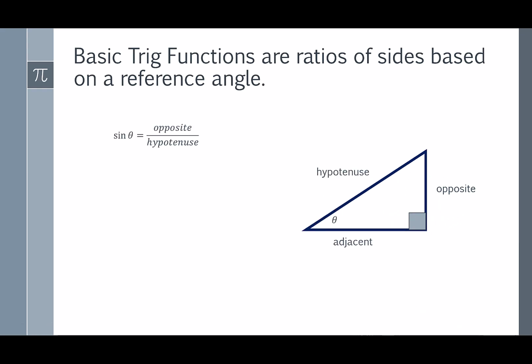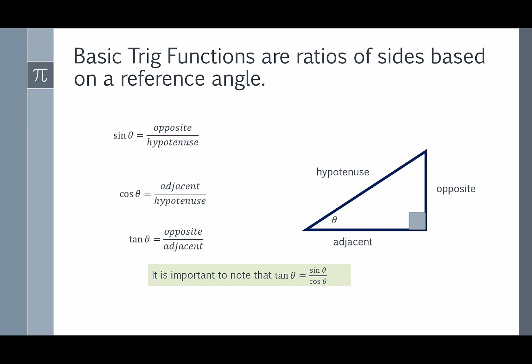Sine theta is the ratio of the opposite to the hypotenuse. Cosine theta is the ratio of the adjacent to the hypotenuse. Tangent theta is the ratio of the opposite to the adjacent. It's important to note that tangent theta could also be expressed as sine theta divided by cosine theta.